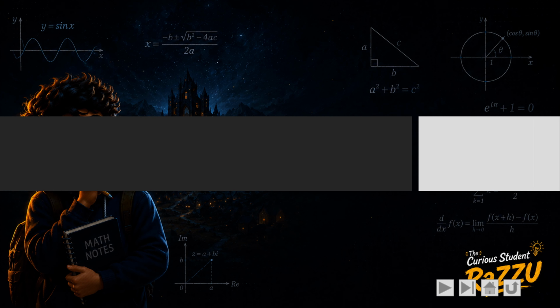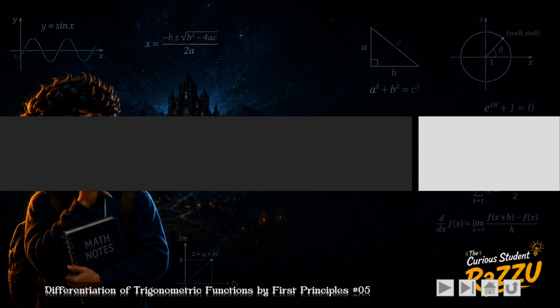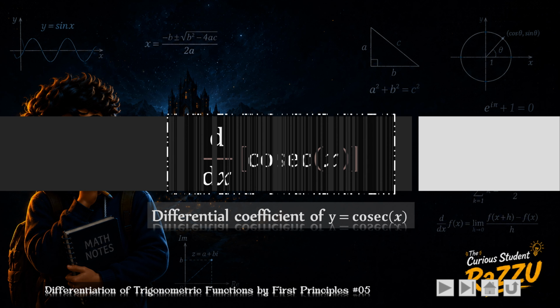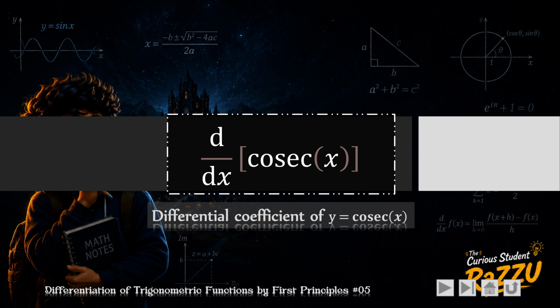Welcome back! In this lesson, we will determine the differential coefficient of the cosecant function, y equals cosecant of x, using the method of first principles. Let's break down the derivation together, step by step. We begin by writing our primary equation. Let y equal cosecant of x, which we will denote as equation 1.